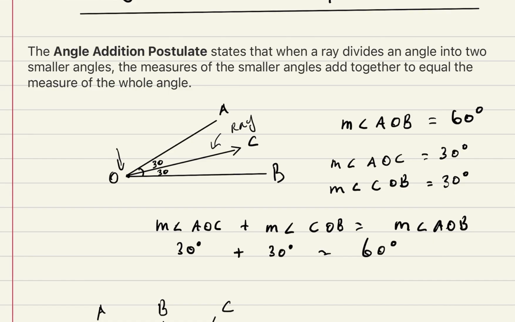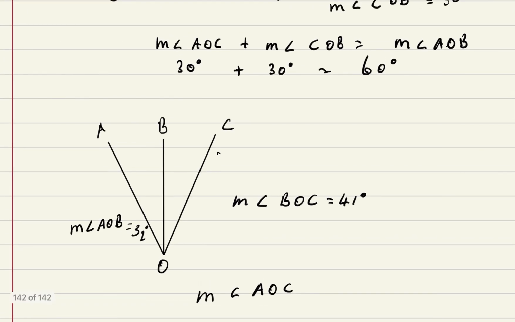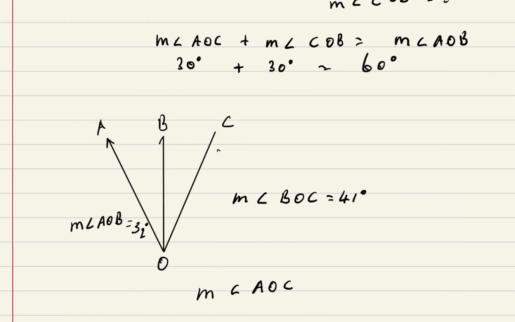It allows you to add two smaller angles that add up to the bigger angle, and this only occurs when you have a ray that divides the bigger angle or splits the bigger angle. So let me give you a quick quiz. So let's say we have this right here. I want you to figure out what is the measure of angle AOC. So pause the video.